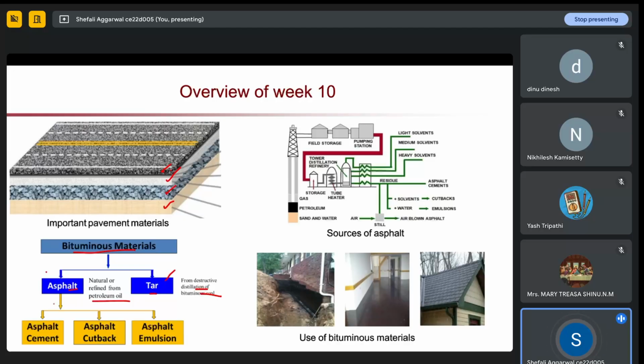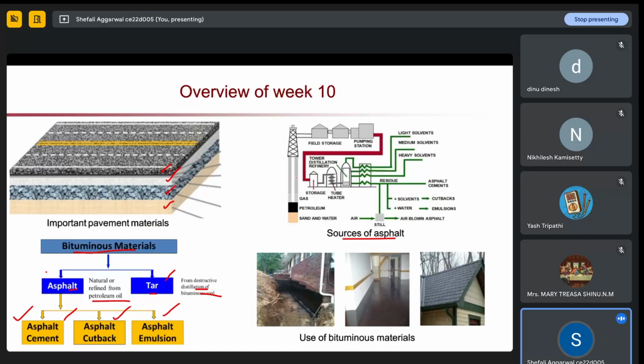In asphalt itself we have three types of pavements. We have asphalt cement pavement, then asphalt cutback and asphalt emulsion pavement. You need not know about all these three types of pavements. Mainly the focus of this lecture will be on asphalt cement pavement. So this is the normal process of how we get asphalt from petroleum oil.